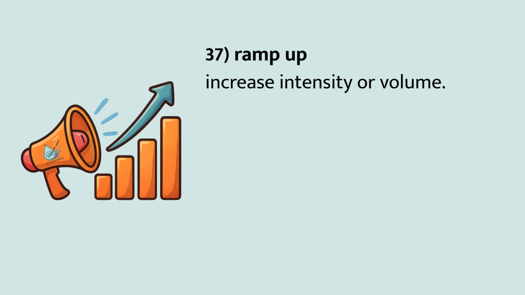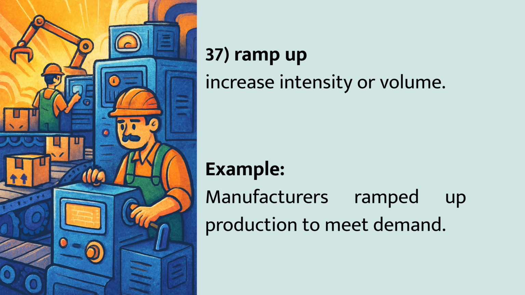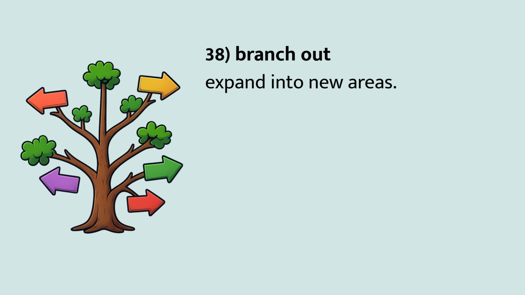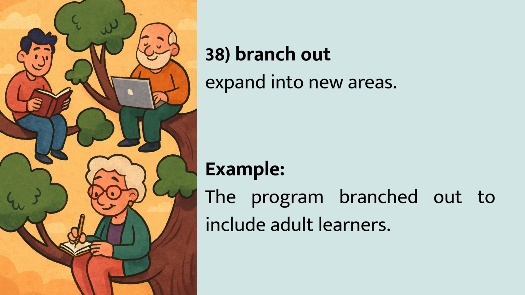Ramp up. Increase intensity or volume. Example: manufacturers ramped up production to meet demand. Branch out. Expand into new areas. Example: the program branched out to include adult learners.